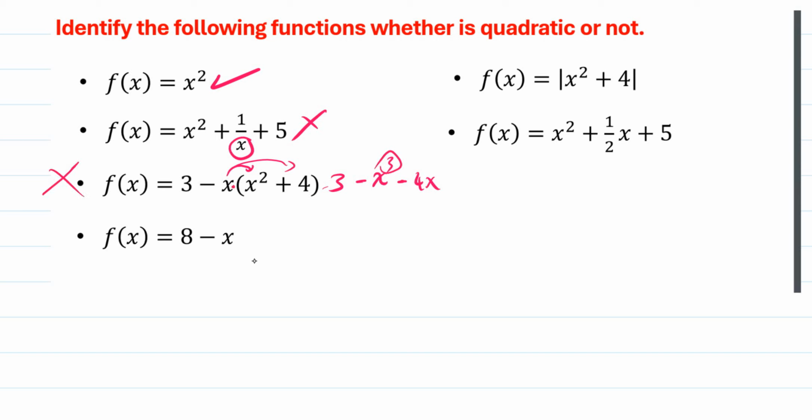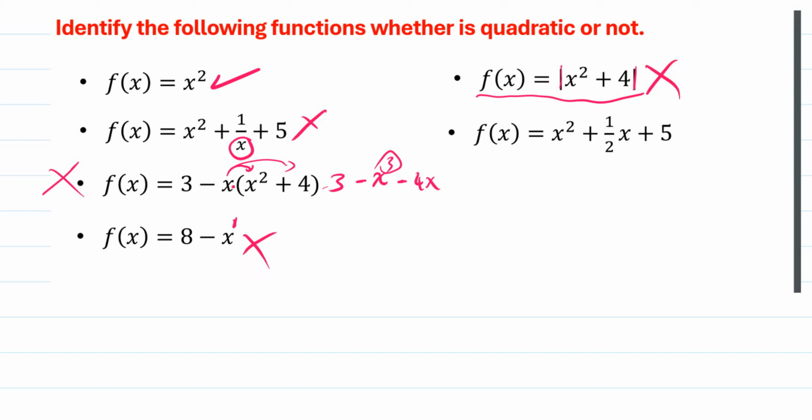Fourth one, f of x equals 8 minus x. Students, here in 8 minus x, x is power 1. We say the greatest power must be power 2, but here it is power 1. So this is also not quadratic. Let's go to the fifth one. f of x equals x squared plus 4, but we have something else, which is that x squared plus 4 is inside absolute value. When it is inside absolute value, students, it is directly not quadratic.